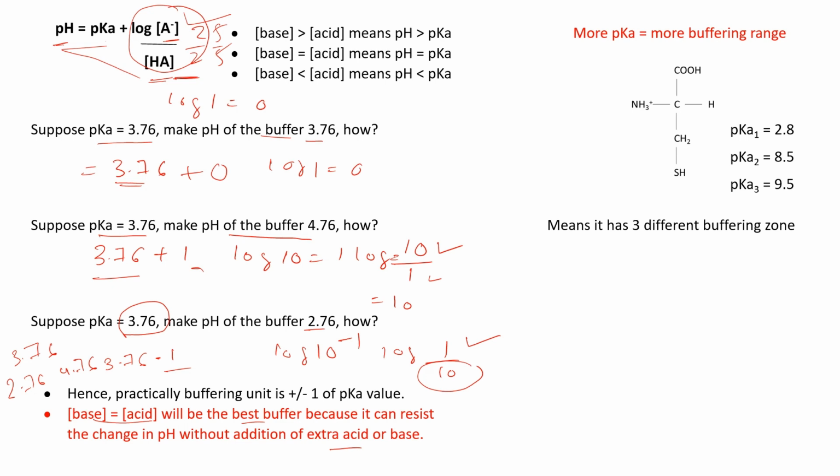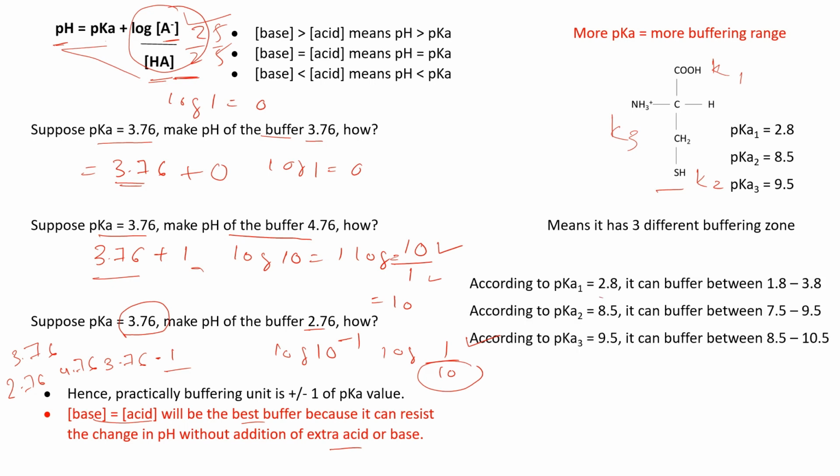For example, this compound is having 3 pKa: pKa1, pKa2, pKa3. It means it has 3 different buffering zones. According to pKa1, which is 2.8, it can buffer between 1.8 to 3.8. According to pKa2, which is 8.5, it can buffer between 7.5 to 9.5. According to pKa3, which is 9.5, it can buffer between 8.5 to 10.5.